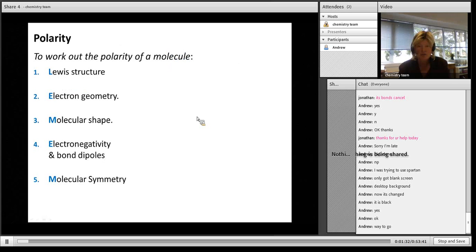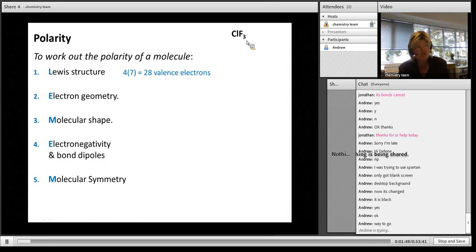Right, so quick revision. To work out the polarity, you need, of course, the Lewis structure first. So if we did ClF3, Cl, group 17, 7 electrons, fluorine, also 17, so 7 electrons. So we have 28 valence electrons in total.